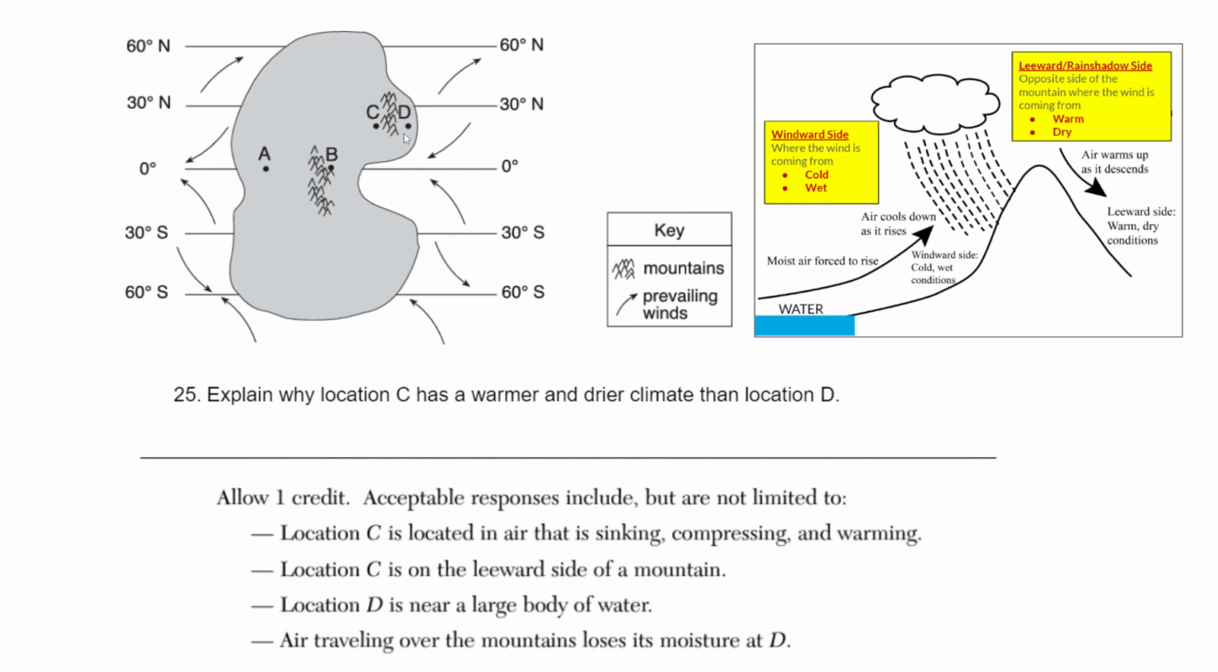Location D is near a large body of water. You can see that because we need the water for the air to rise up and rain on location D. You can see the air is traveling over the mountains, and as it does, it loses some moisture at D, and that's why C is drier and warmer.